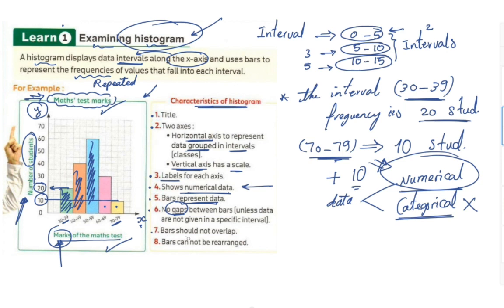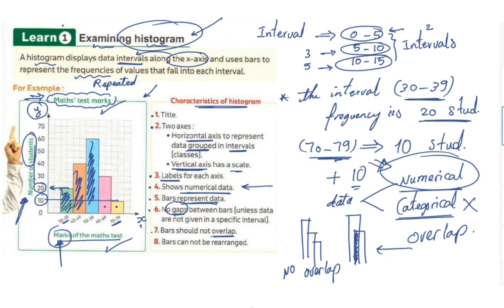Number 7, bars shouldn't overlap. What's the meaning of overlap? Note with me. I have here a bar, beside it another one, also another one. But look here, kids. Here we have overlap. This space is called overlap. Here we have no overlap, but here we have overlap. Overlap means this part.